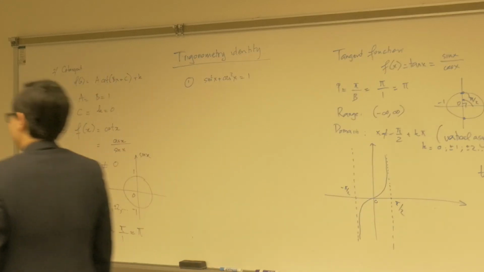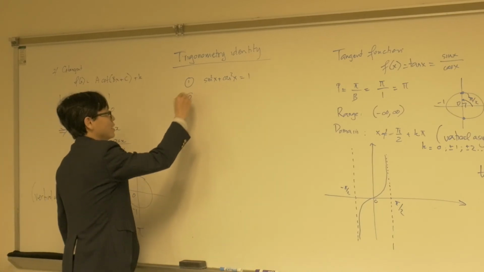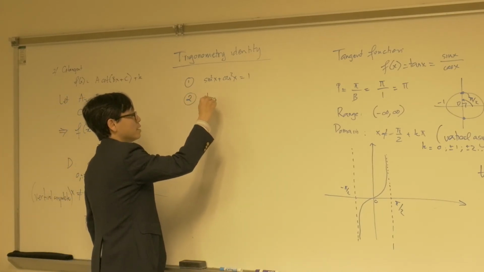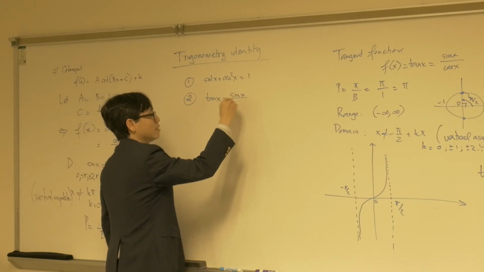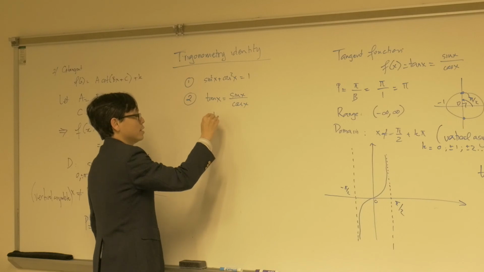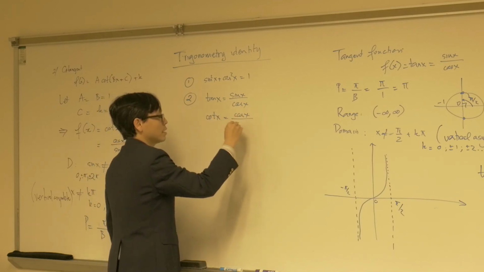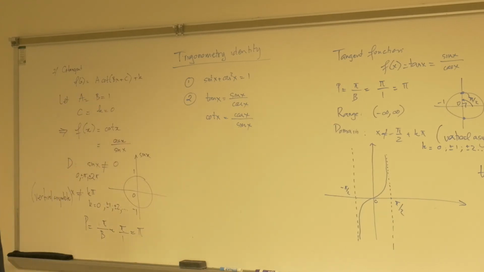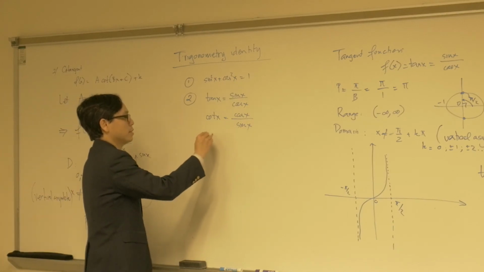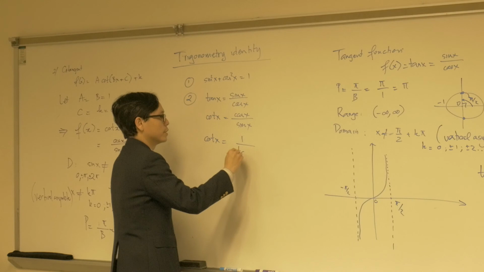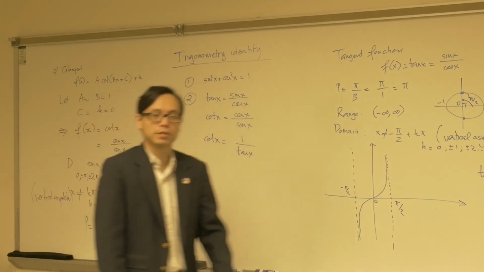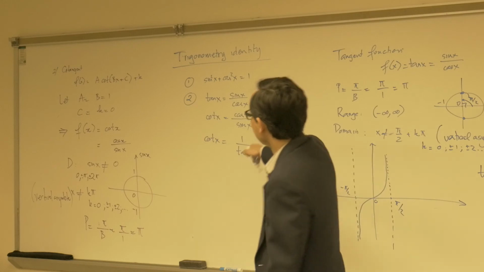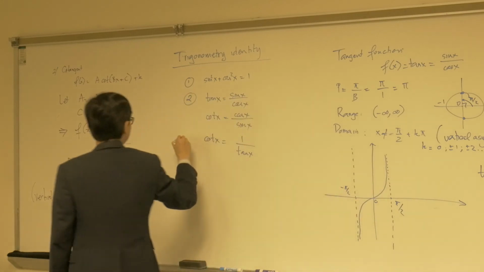This is so important. And number 2, we already learned this also: tangent of x is equal to sine over cosine, and cotangent is cosine over sine. And we know that cotangent is equal to 1 over tangent and vice versa. So tangent is equal to 1 over cotangent also, because we derive this formula from the first two.